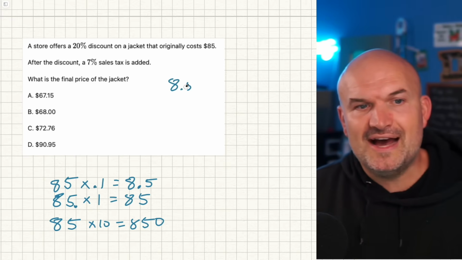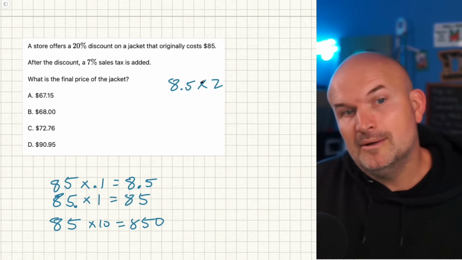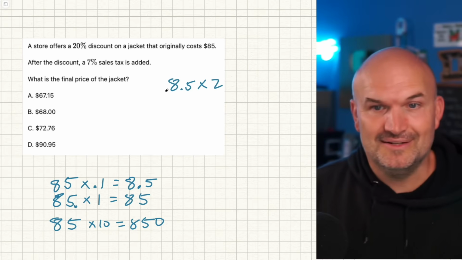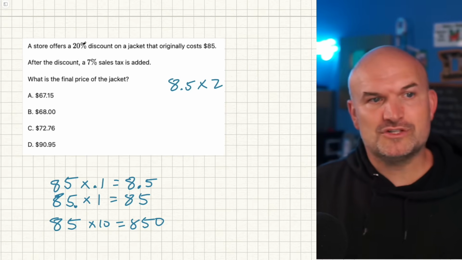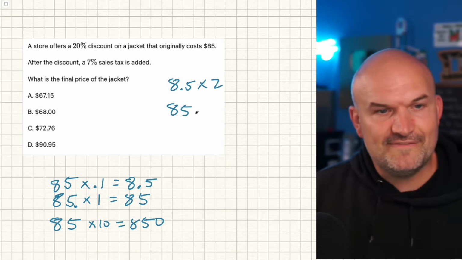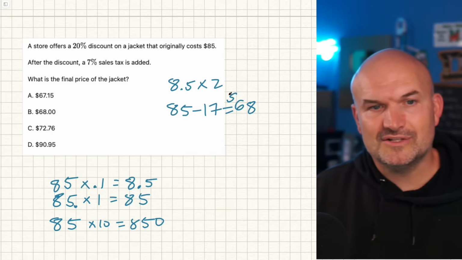Well, what's 8.5 times 2? I don't know. What's 8 times 2? 16. 0.5 times 2? 1. 16 plus 1 is 17. Okay. So therefore, store offers a 20% discount on an original jacket that costs $85. So let's do 85 minus 17, which equals $68.